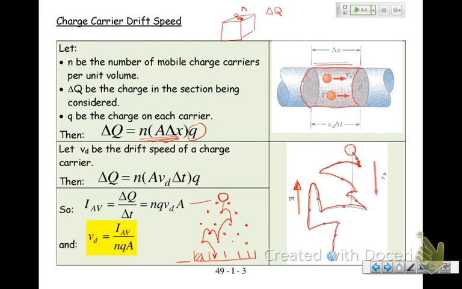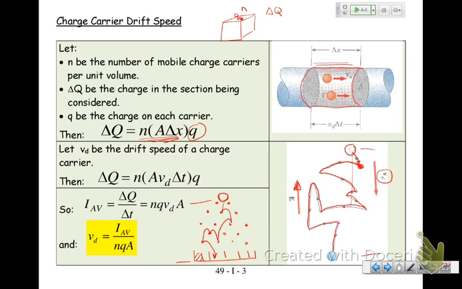So its actual speed is really high. It's flying along, but its average velocity is not very high, because it's what's called a random walk. It's kind of like every time it hits something, it goes off in some random direction. So it's not going to go straight. So its speed is much numerically higher than its velocity is. So we talk about a drift velocity, VD, drift velocity.